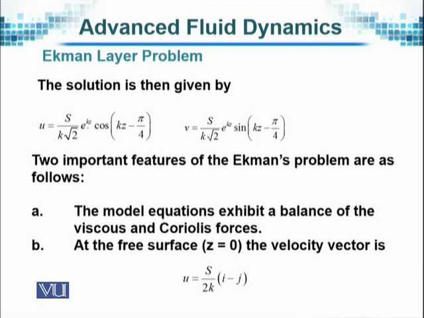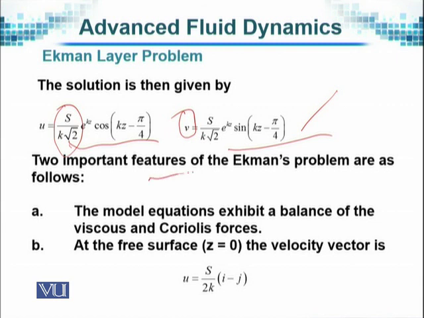the first part of the solution, this constant term into e to the power kz into cosine of kz minus pi by 4, and the velocity component v to be equal to s over k into 2 pi. You can substitute these equations and satisfy yourself that the equations are identically satisfied.